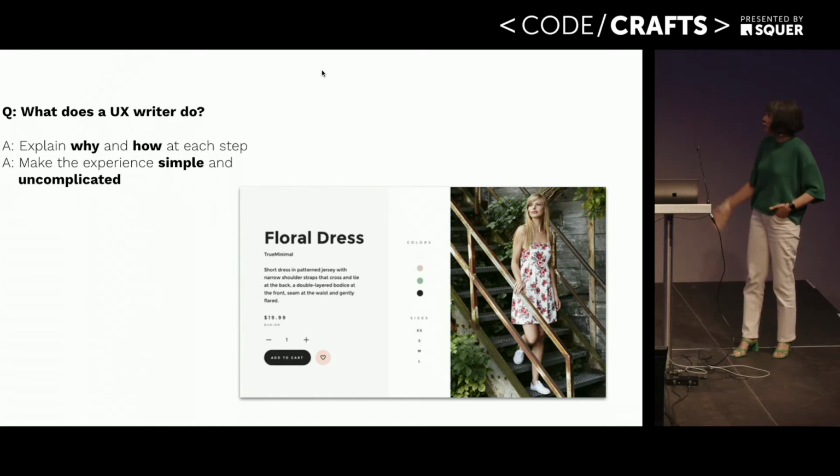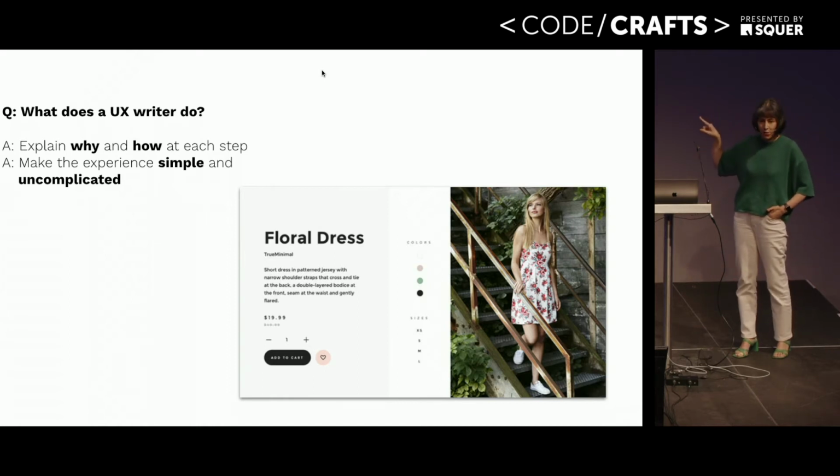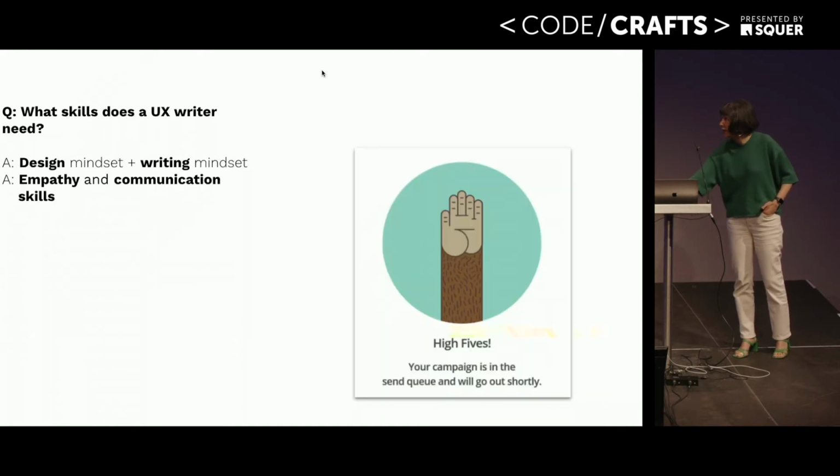I put this very cheesy picture here, not because we're going to order this floral dress, although it would look fabulous on many of you, but because we all know how we could buy that dress. We just click add to cart. Sorry, it's a little fuzzy. But even if we can't read it, we know what that button says. We feel it. That's really good UX writing.